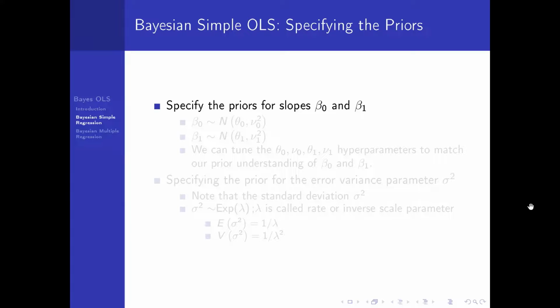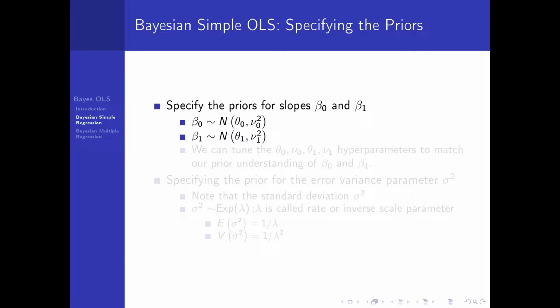The next step is to specify the priors for slopes. Here, I also call beta 0 a slope. This is the slope for a unit vector, and beta 1. Well, a common prior for beta 0 is normal. So here for beta 0, I say it follows a normal distribution with a mean of theta 0 and variance nu square beta 1. Similarly for beta 1, but with different hyperparameters.